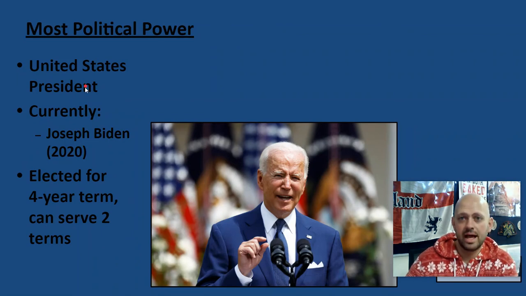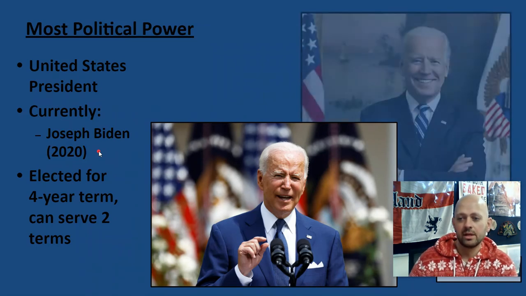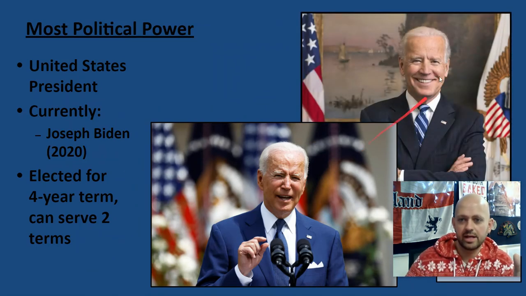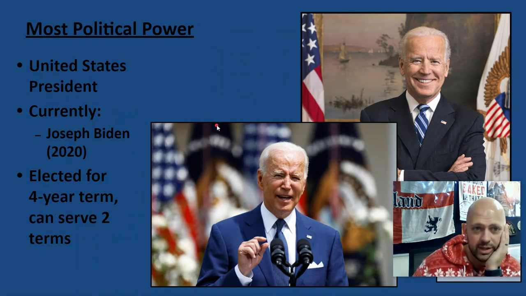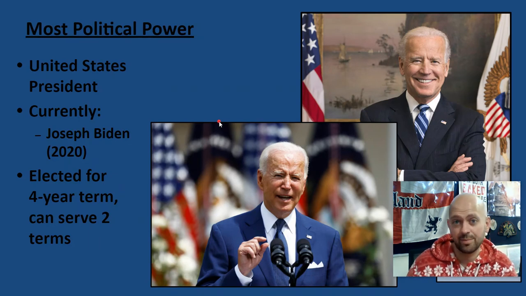And how long are they allowed in office? The United States president is allowed in office potentially for 8 years, 4-year terms. So they can get elected for 4 years and get reelected. I'm asking how long they're able to, not how long have they been. So here's Joe Biden. Here's his official portrait. I'm trying to make sure my pictures are covering close to 50% of the slide space. Okay, that's fairly simple.